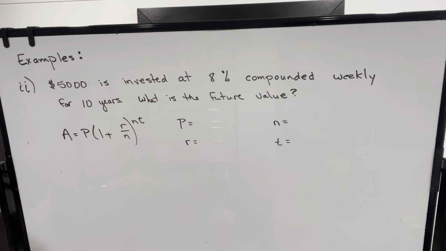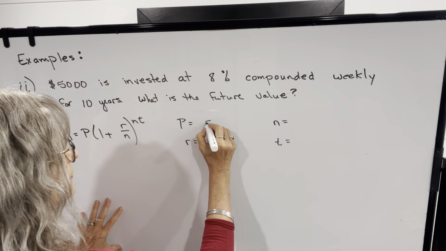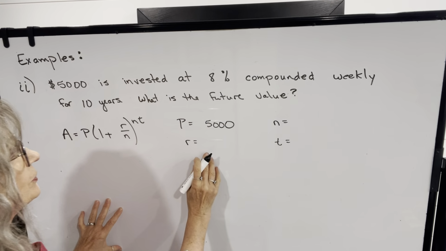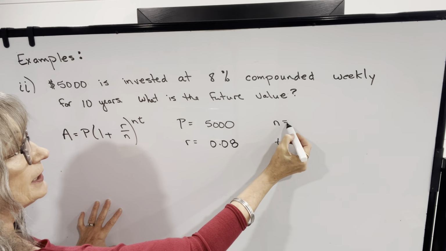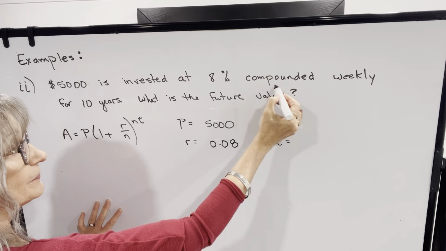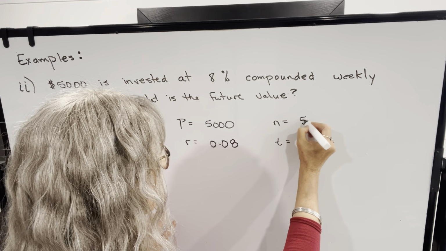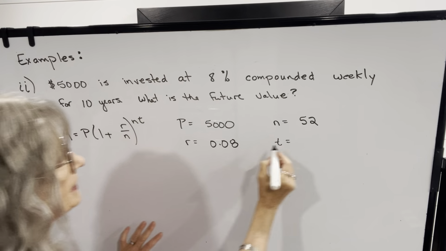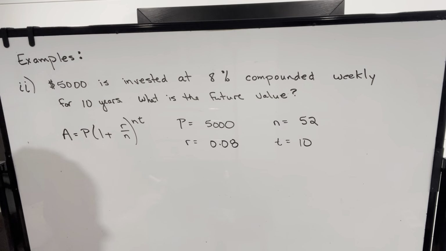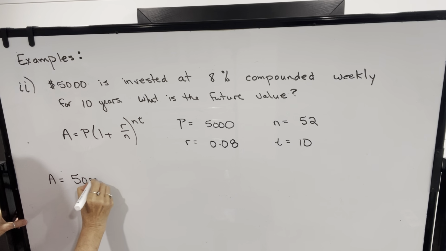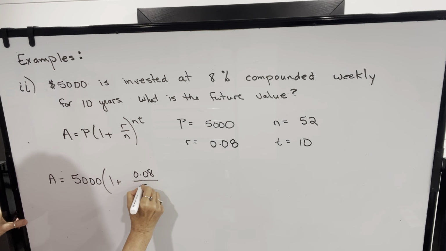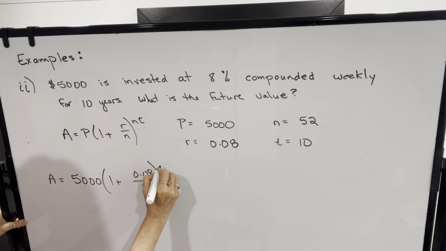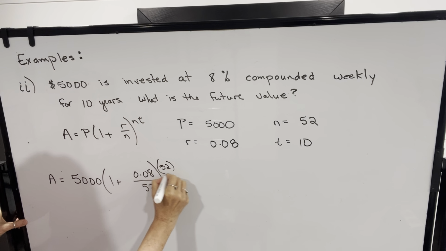In our second example, we have $5,000 invested at 8% compounded weekly for 10 years. What is the future value? So our principal is $5,000. The annual interest rate is 8%. The number of compound periods in a year, if it's compounded weekly, will be 52. And the number of years is 10. Now we're going to plug these values into our formula. So 5,000 times 1 plus 0.08 divided by 52 raised to the power of 52 times 10.